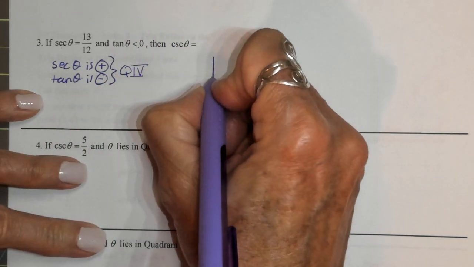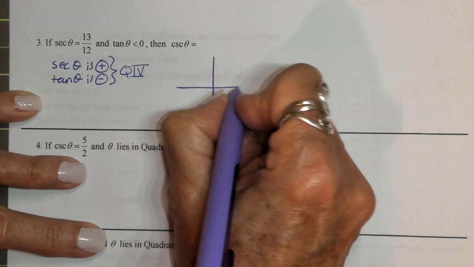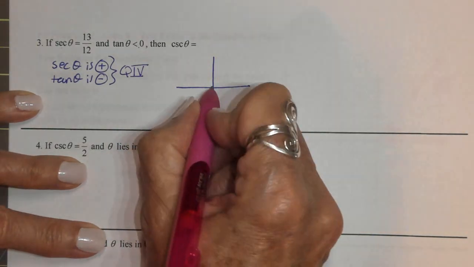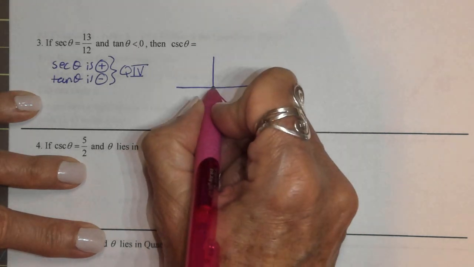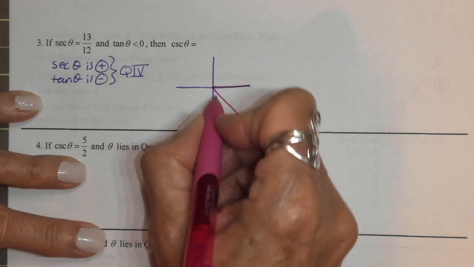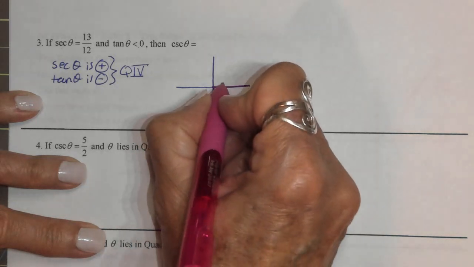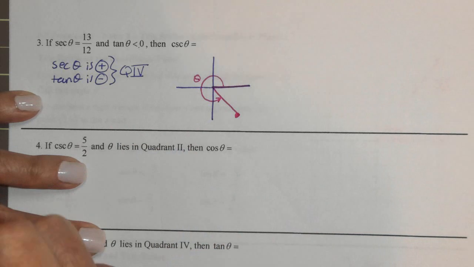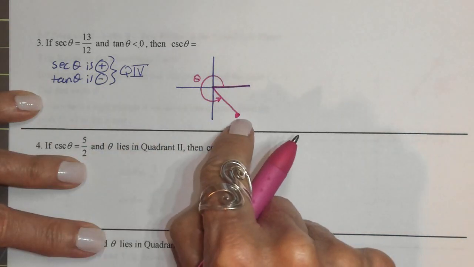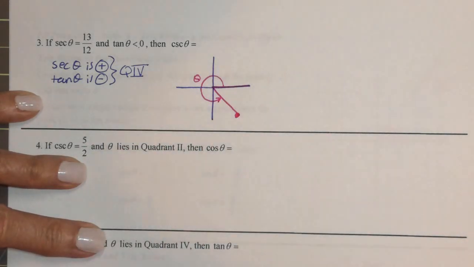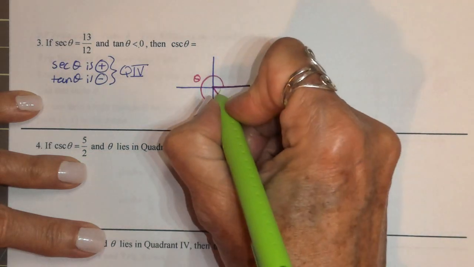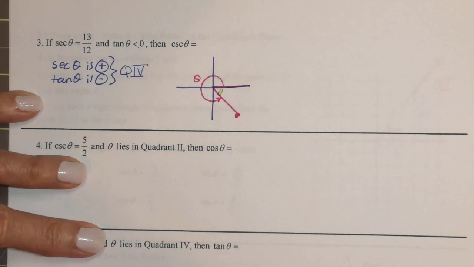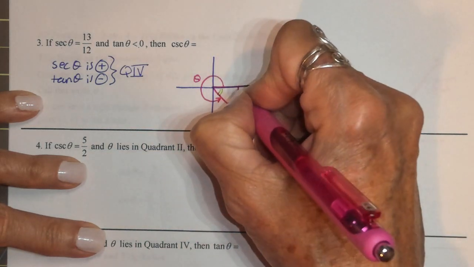So I'm going to draw my angle down in quadrant 4 again. Here's my initial side, here's my terminal side, and here is theta. I want you to remember that that is theta. Theta is not the name of that line there. So the reference angle is right here with the x-axis. There's our reference angle. Okay, I'm going to finish the right triangle.